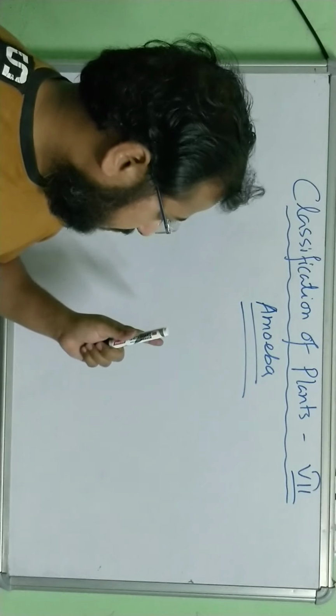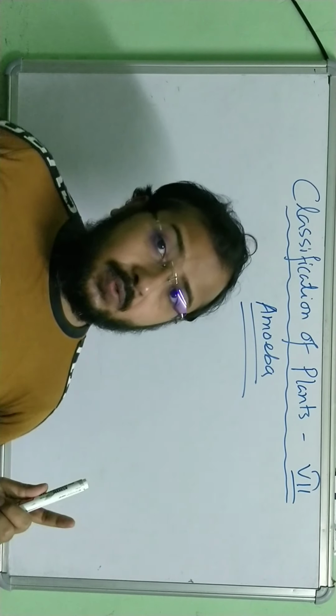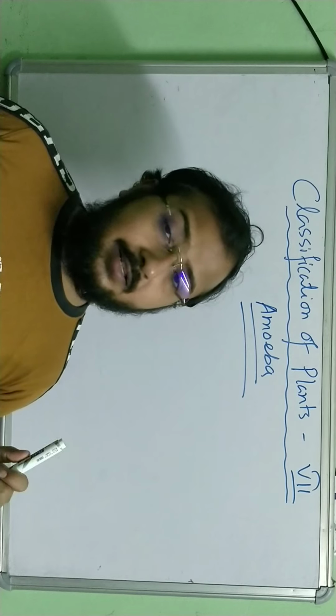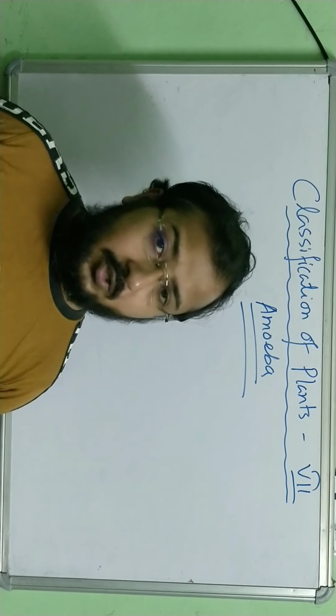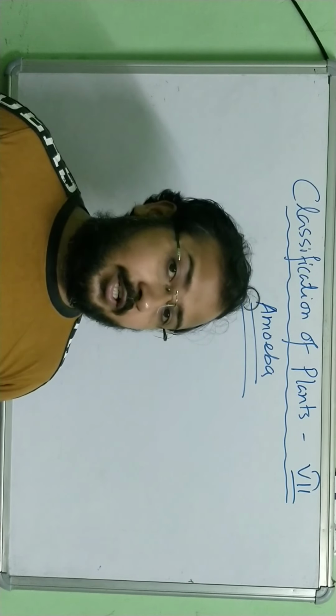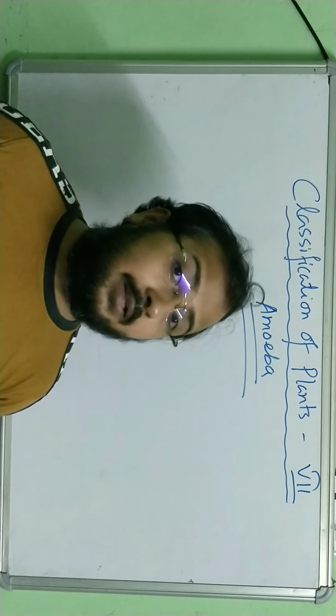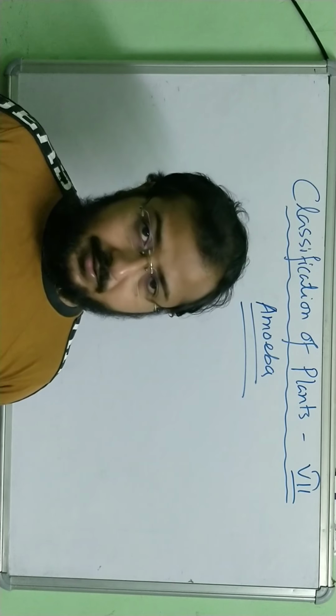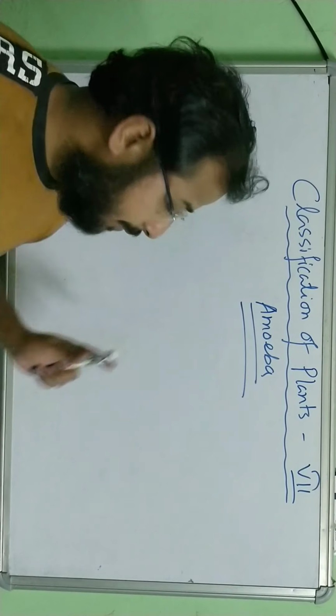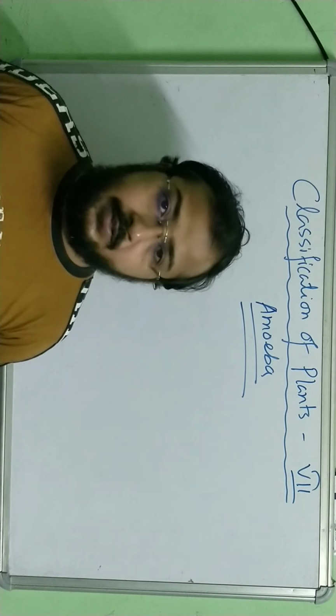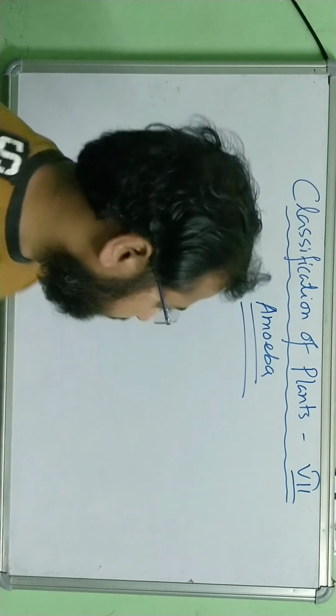Second, eukaryotic, but this is unicellular, single-celled. Okay, the organism comes under Protista kingdom. They all are unicellular, but they're eukaryotes. They have a well-defined nucleus. Clear? So amoeba, protozoa, diatoms, they come under this kingdom.